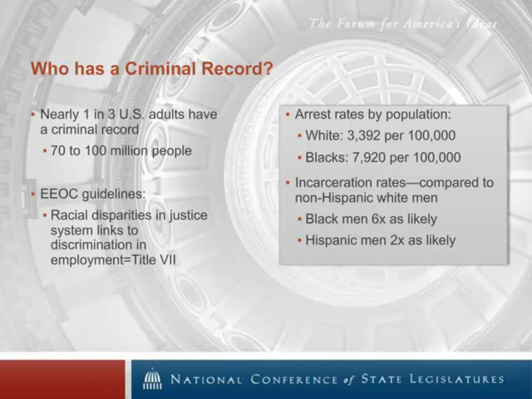The EEOC issued an enforcement guidance document stating that criminal record exclusions that disproportionately impact people of color may be actionable under Title VII as a form of racial discrimination in employment unless it can be shown that the records are directly related to the job.